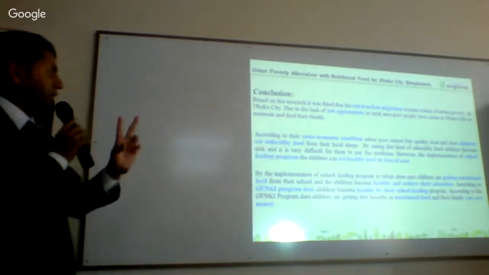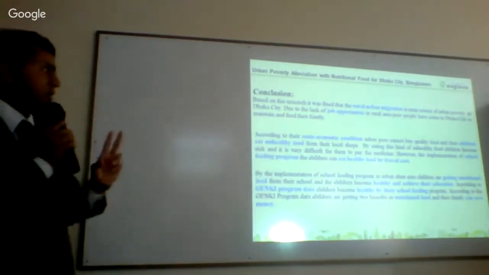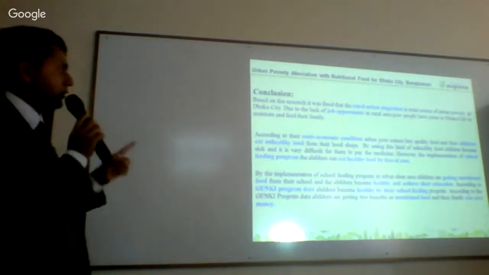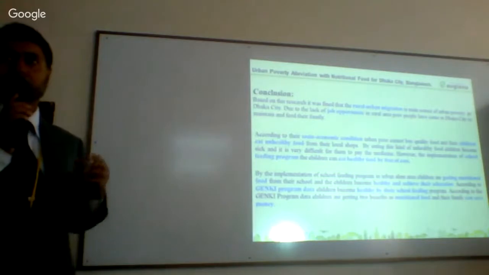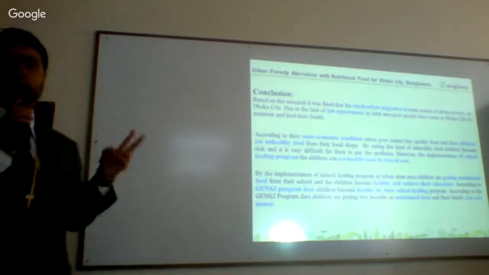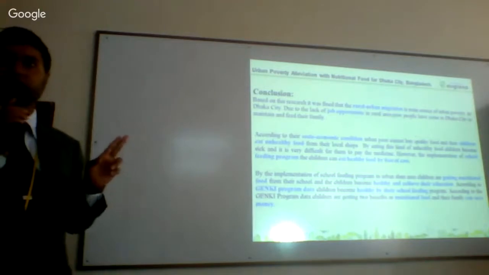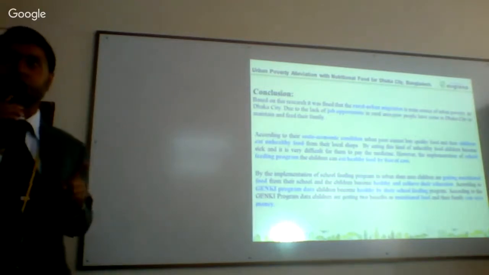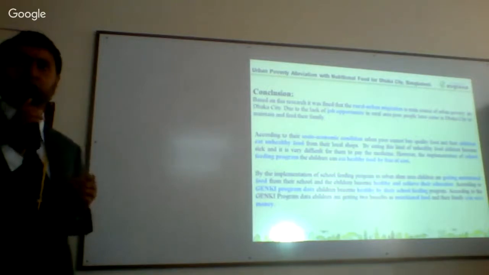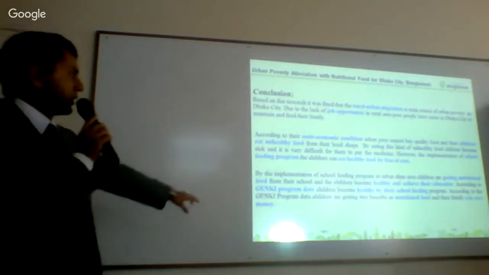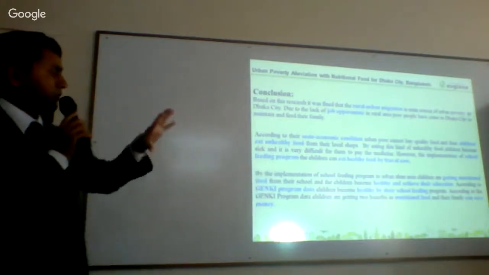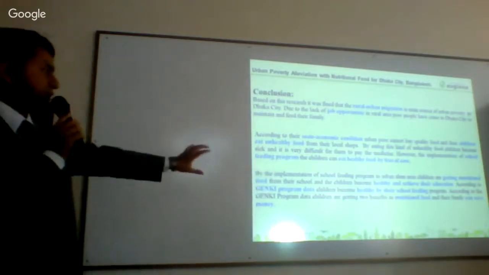Number one, they can eat nutritional food. Another one is that they can save money, because this 500 taka is very big money for them. If there are 20 days in a month in school, then they would have to spend 100 taka per month, and yearly that is 1,000 taka. So this is big money for them also.